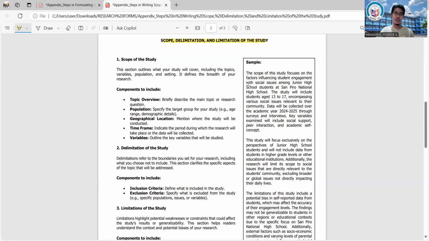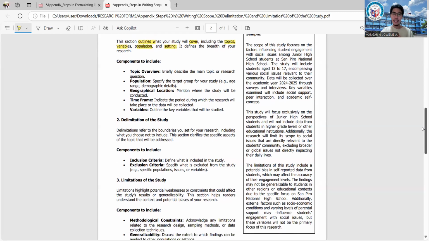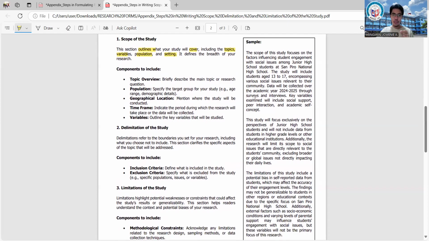To help you on that particular matter, let's talk about the scope part of our research paper. So technically, sabi dito, the scope is the section of our research paper in which we outline what will be the cover of our study. It includes the topics, variables, populations, and settings na pag-aaralan natin. Okay? And then, this also defines the breadth of our research paper. Tingnan natin kung ano yung mga components na kailangan nating ilagay when we compose the scope.